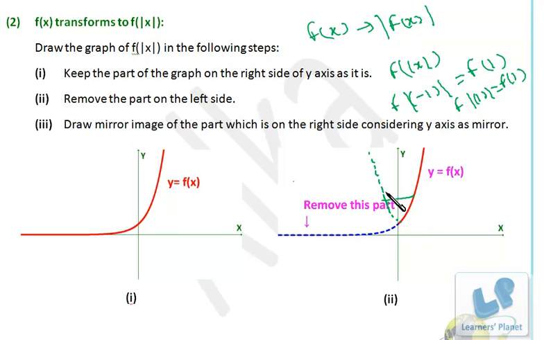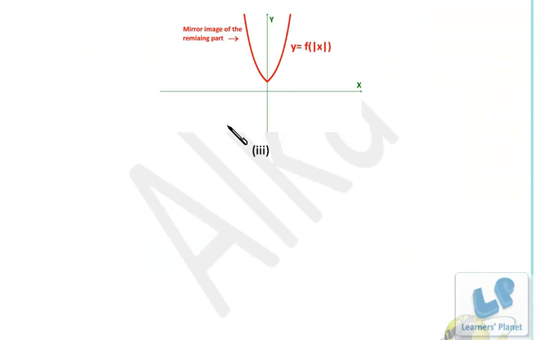You just take the mirror image of the positive part, right? Because if this is f(a), then the value of f(a) will be equal to the value of f(-a) because of this modulus. So you have to remove the part on the negative side of x and take the mirror image of the part that is on the positive side of the y-axis. So friends, you can see this is the final graph when x is converted to modulus of x.